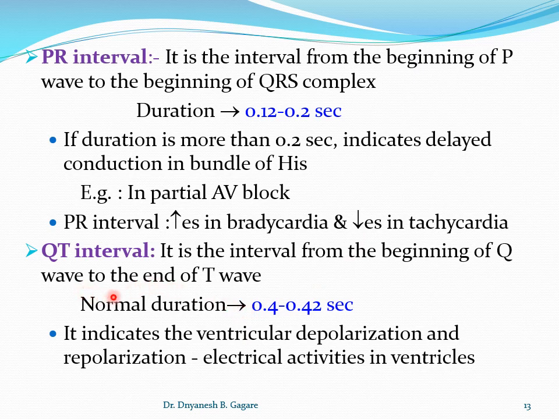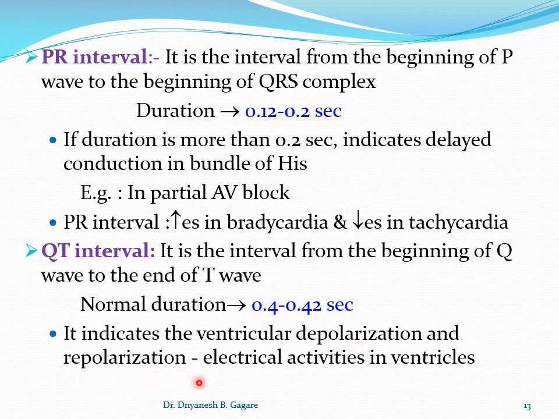Now see the QT interval. What is the QT interval? It is an interval from the beginning of the Q wave to the end of the T wave. So the electrical activities of the ventricle are considered under the QT interval. It is from the beginning of the Q wave, meaning the beginning of depolarization, to the end of the T wave, meaning the end of repolarization. So it indicates ventricular depolarization and repolarization.